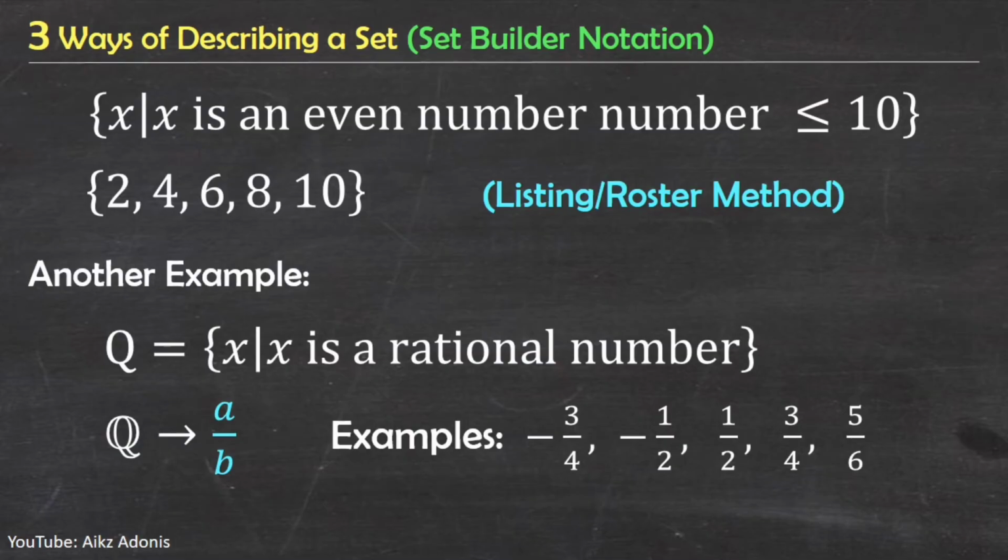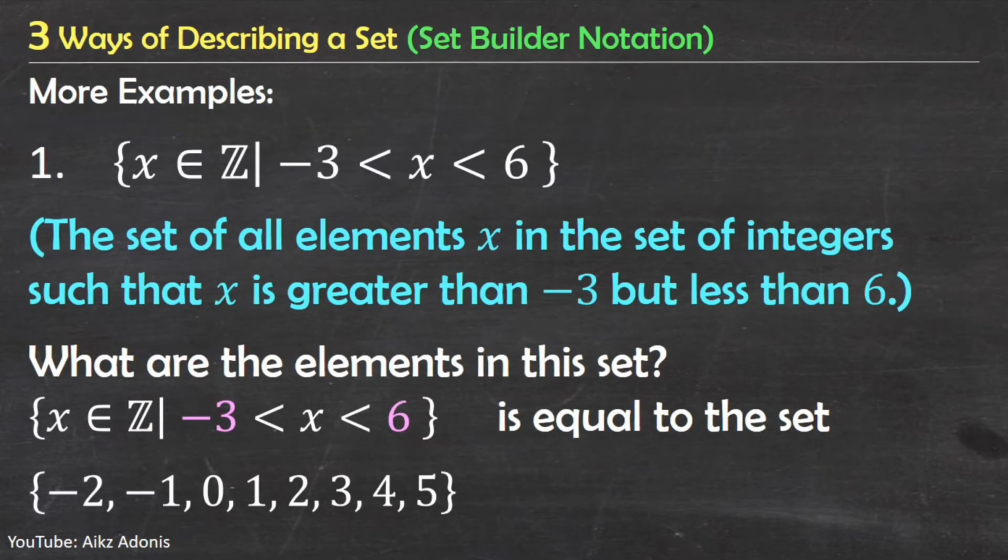Let's have more examples of sets in set builder notation. So for the first example, this set is read as the set of all elements x in the set of integers such that x is greater than negative 3 but less than positive 6. So what are the elements in this set? Take note that x is greater than negative 3 but less than positive 6. So the elements are between negative 3 and 6, and these are negative 2, negative 1, 0, 1, 2, 3, 4, and 5.